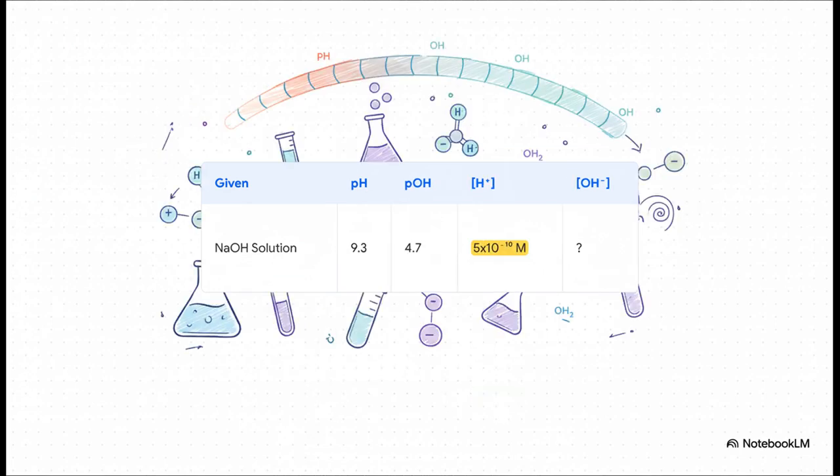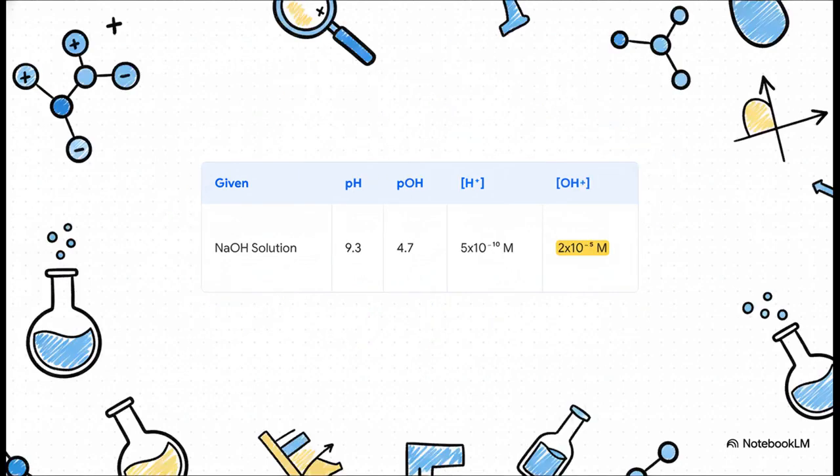Okay, next up, the hydrogen ion concentration. We go back to our master formula, which is 10 to the negative pH. So we plug in 10 to the power of negative 9.3. Punch that into the calculator and you get 5 times 10 to the negative 10th molar. Second blank, filled. And for the final piece of the puzzle, the hydroxide concentration. It's the exact same idea, but this time we use our pOH. It's 10 to the negative pOH, so 10 to the power of negative 4.7. That gives us 2 times 10 to the negative 5th molar. And look at that! The table is complete. We got the whole story from just one number.